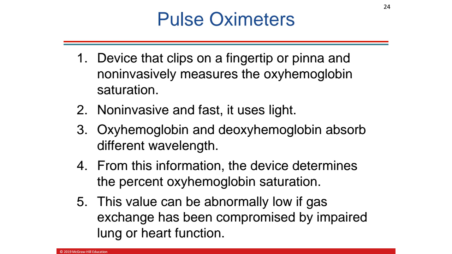From this information, the device determines the percent oxyhemoglobin saturation. And normally this value should be relatively high. It should be in the 90s or higher. This value can be abnormally low if gas exchange has been compromised or if there's impaired lung or heart function.